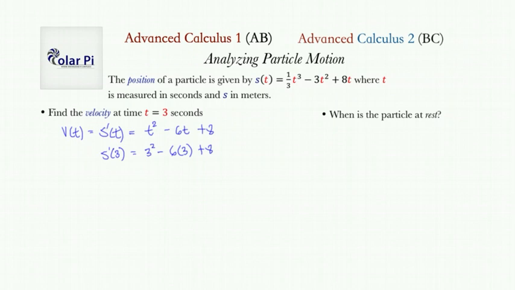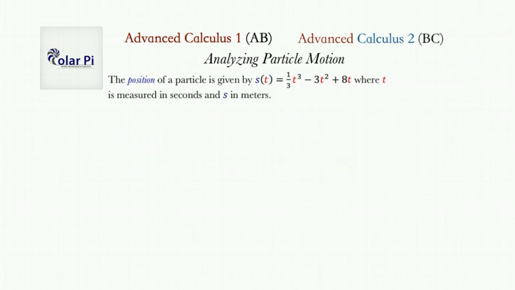Next part. When is the particle at rest? Well, the particle is at rest when the velocity is equal to 0. That's s prime of t is equal to 0. So if we set v of t equal to 0, then we have t squared minus 6t plus 8 equals 0. And this is a factorable quadratic, and that's why I said it's well designed. So it's t minus 4 times t minus 2 equals 0, from which we see that t is equal to 2, or t is equal to 4. So the particle is at rest at time t equals 2 seconds and at time t equals 4 seconds.